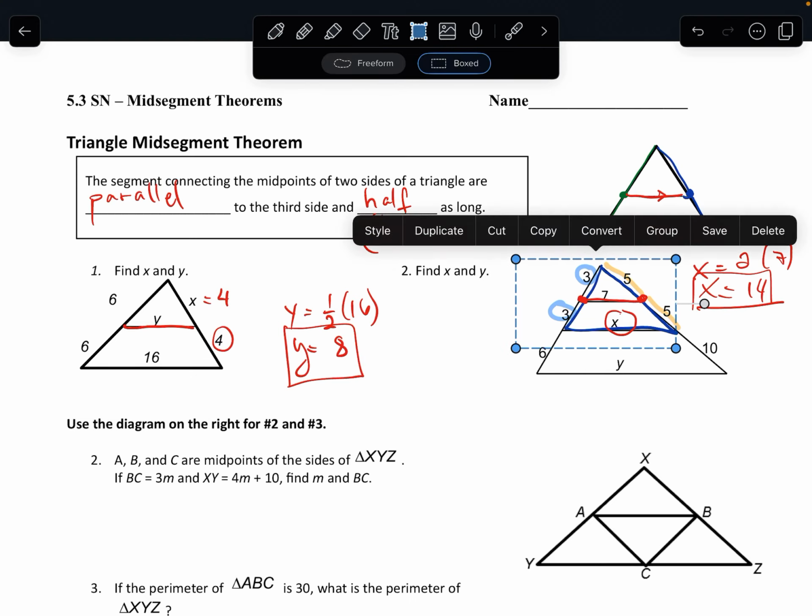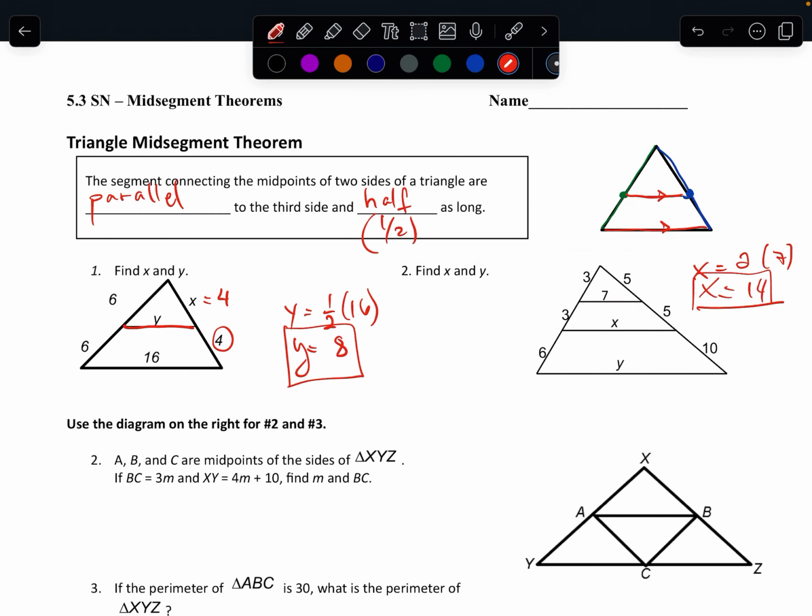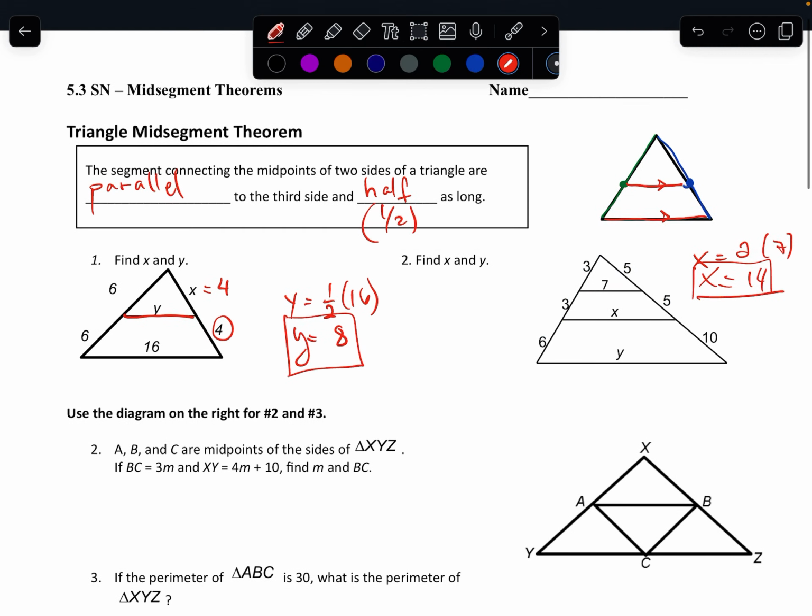Now let's look at y. Let me erase all of this. So let's look at y. So y is here. That's the third side right here. And if you notice, this is 6 from here to here, and this is also 6 from here to here. So this is a midpoint. And if I go to the other side right here, this is 10, and this is 5 and 5. So that's 10 also. And this is a midpoint, making this a mid-segment.